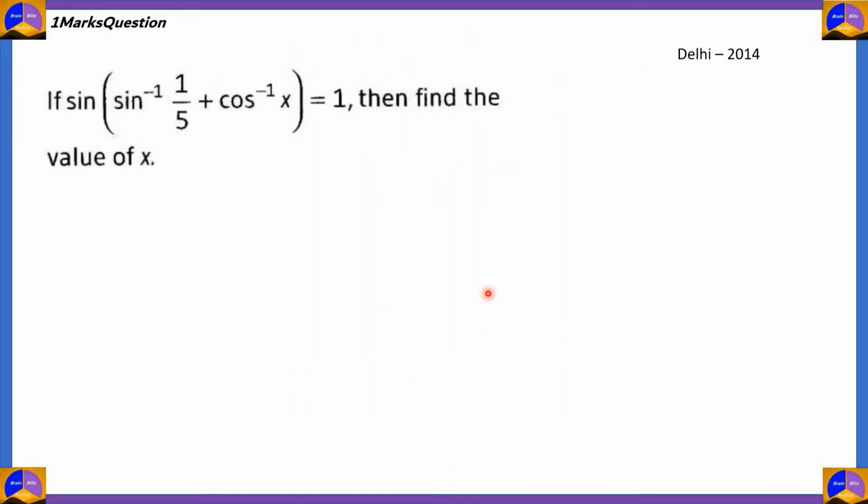If sine inverse 1 by 5 plus cos inverse x is equal to 1, then we're asked to find the value of x. So how do we solve this question? It might look like it's complicated, but it's really simple. Let's see how.